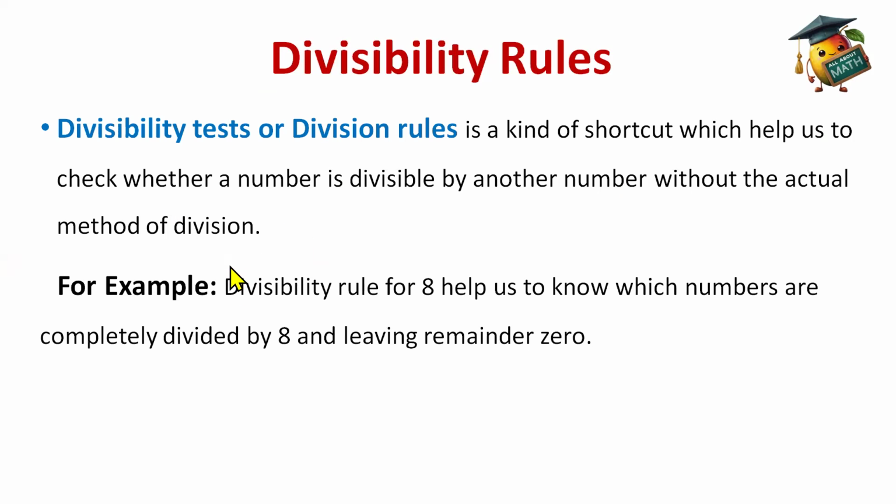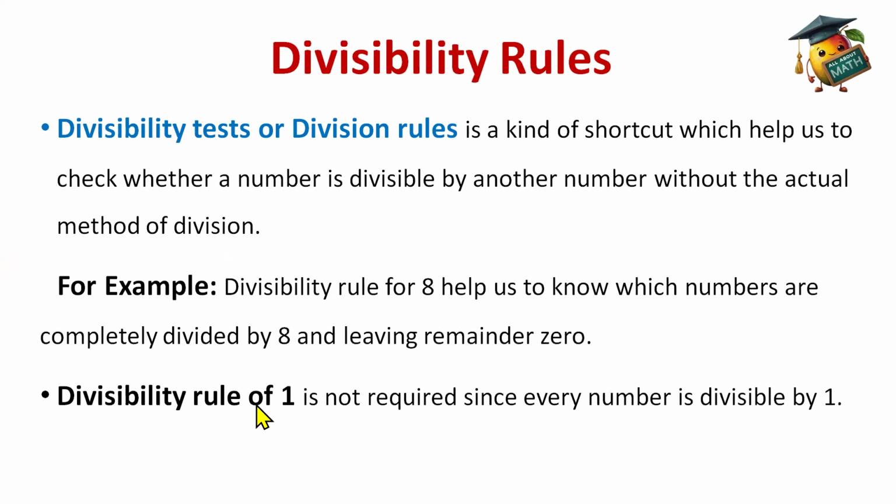For example, the divisibility rule for 8 helps us to know which numbers are completely divided by 8 and leave remainder 0. That is, which numbers we need not divide by 8. We can just use the rule and we can tell whether the given number will leave the remainder 0 or not.